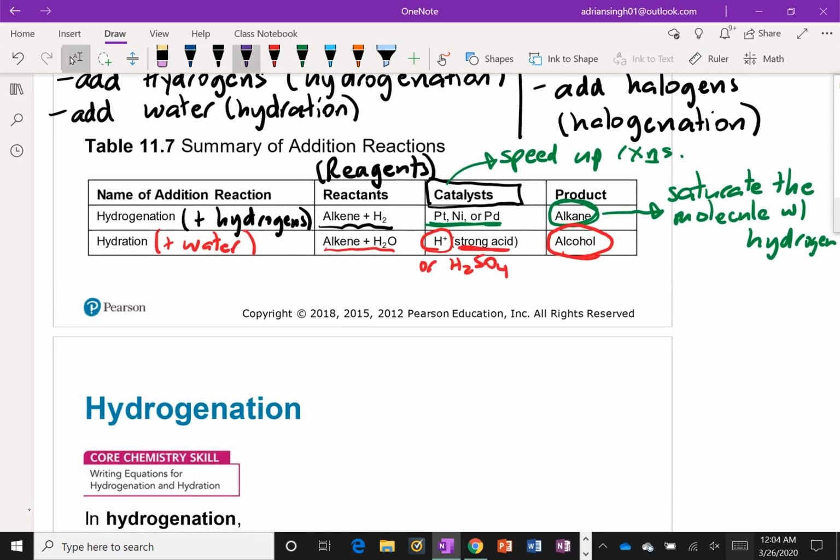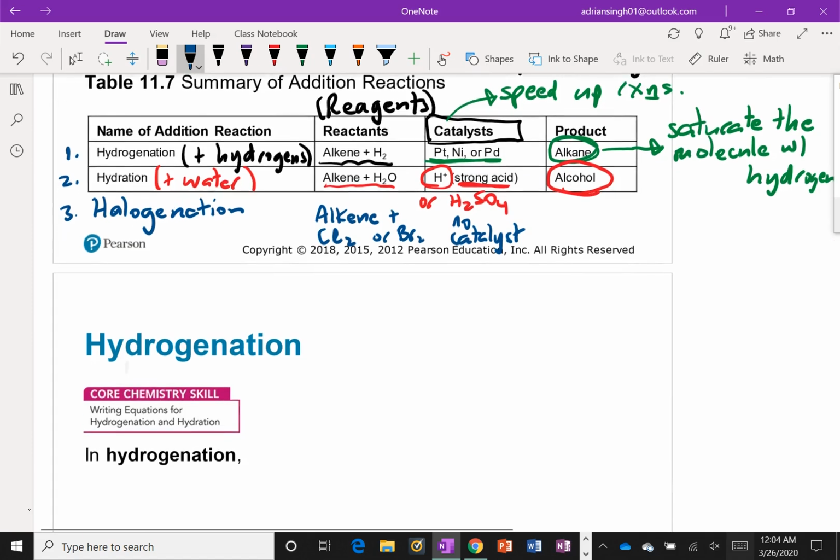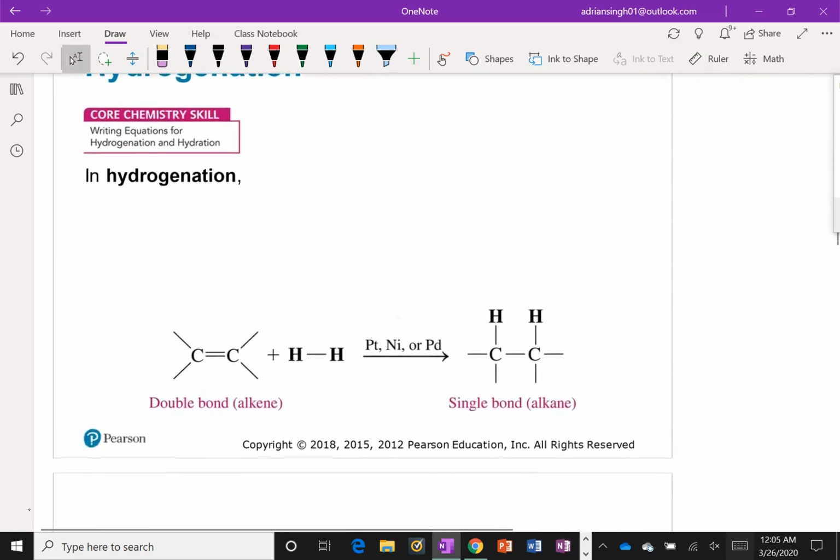The third type of addition reaction that the alkenes, and alkynes, can undergo is a halogenation. Right, and here we're going to react the alkene plus a halogen, so either chlorine or bromine are the most common ones that we're going to see. No catalyst is needed for this. Right, this actually happens very readily. And we'll show you what the products are going to be here in a second. All right, so we'll take a look at each of these three addition reactions in a little bit more detail.